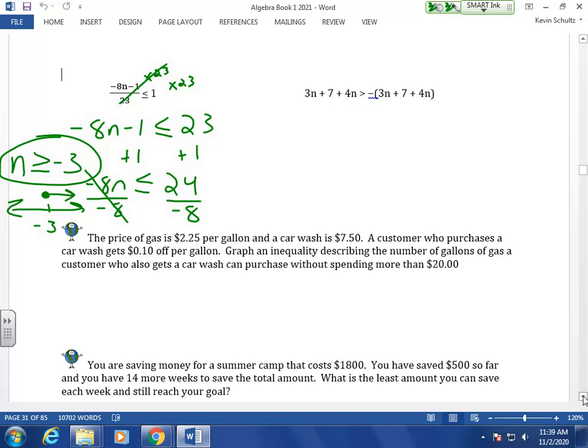Any others of those 6, the remaining 5 you'd like to do? So, Abby? The next one, very, very good. Okay, so 3n plus 7 plus 4n is greater than negative 3n plus 7 plus 4n. Ooh. Is this going to be a no solution or all real situation here? Thumper? Why?